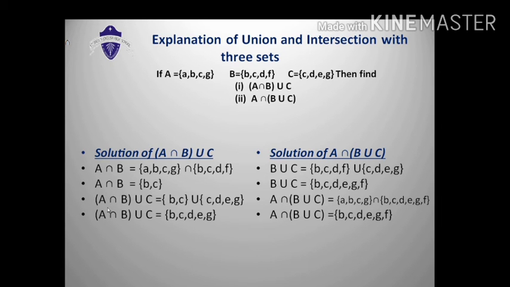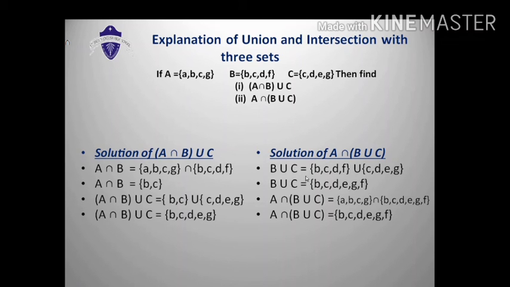Now in the second step, we will find the union between the resulting set and the set C. Resulting set means the members of the set A ∩ B. So the members of A ∩ B are B and C. We can write (A ∩ B) ∪ C is equal to the members of the resulting set union the members of the set C. So the union of these sets is equal to B, C, D, E and G.